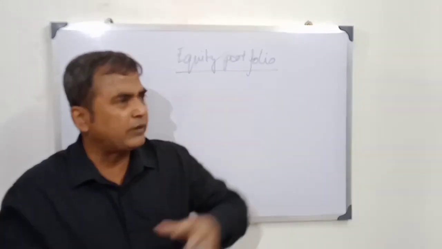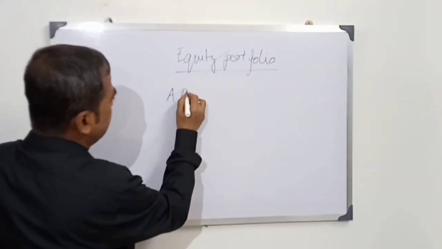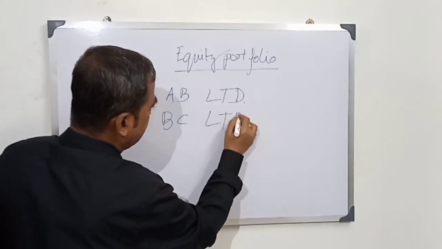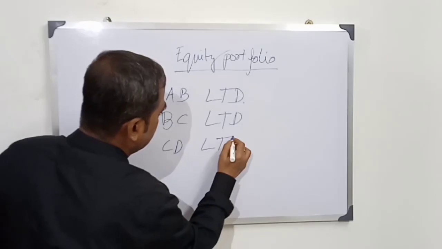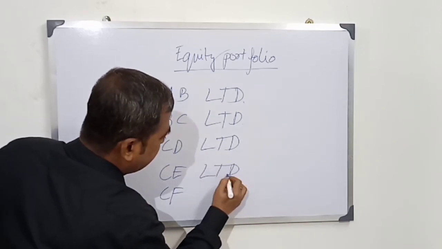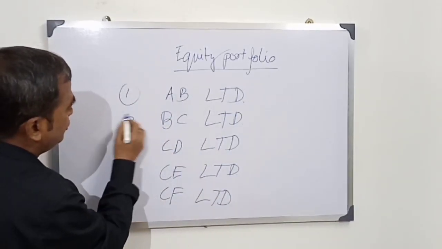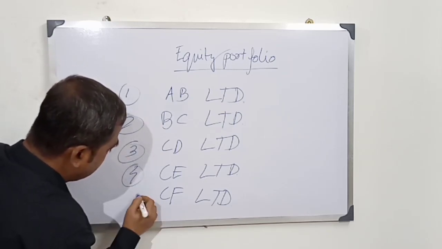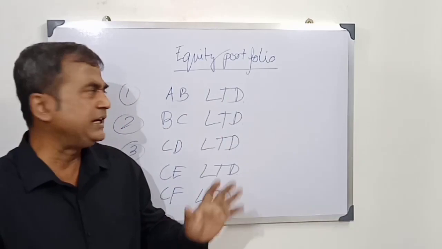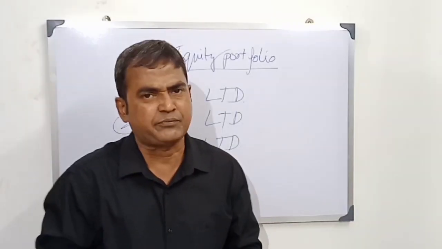First, you have to choose which companies you have chosen. Say company AB Limited is chosen, BC Limited I have chosen, CD Limited, CE Limited, CF Limited. All are listed limited companies. I have chosen them by brainstorming: number 1, number 2, number 3, number 4, number 5. They all have risk related, inflation related impact, and the impact might come very quickly, very sharply.